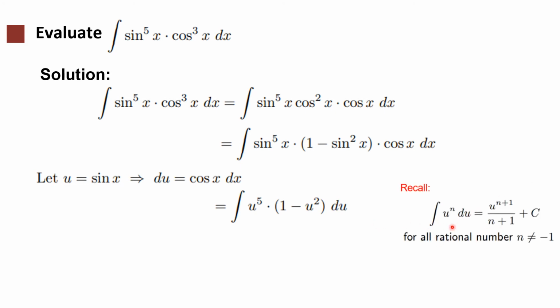And if you recall, we actually have the following: the integral of u to the n du is equal to u to the n plus 1 all over n plus 1, plus c, for all rational numbers n not equal to negative 1. So if we try to take the integral of u to the fifth times 1 minus u squared, we can distribute u to the fifth times u squared there. So we have the integral of u to the fifth minus u to the 7th du. We'll have u to the 5 plus 1 all over 5 plus 1, meaning we have u to the 6 all over 6.